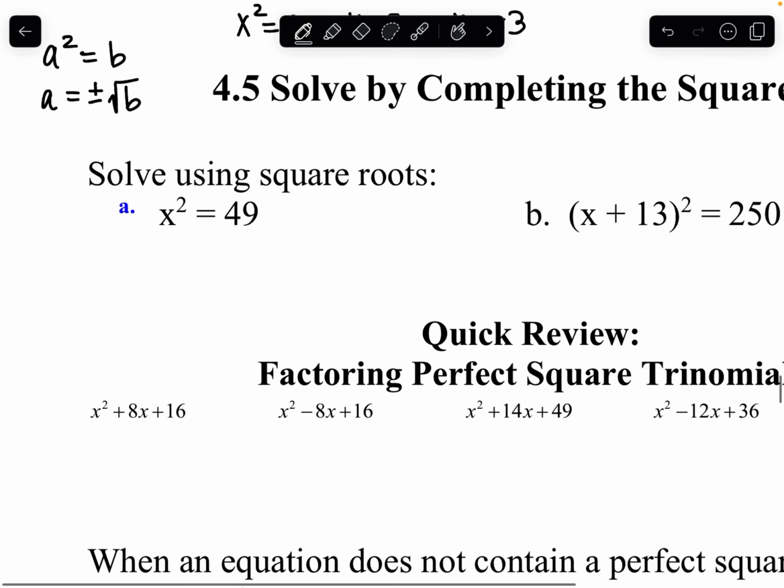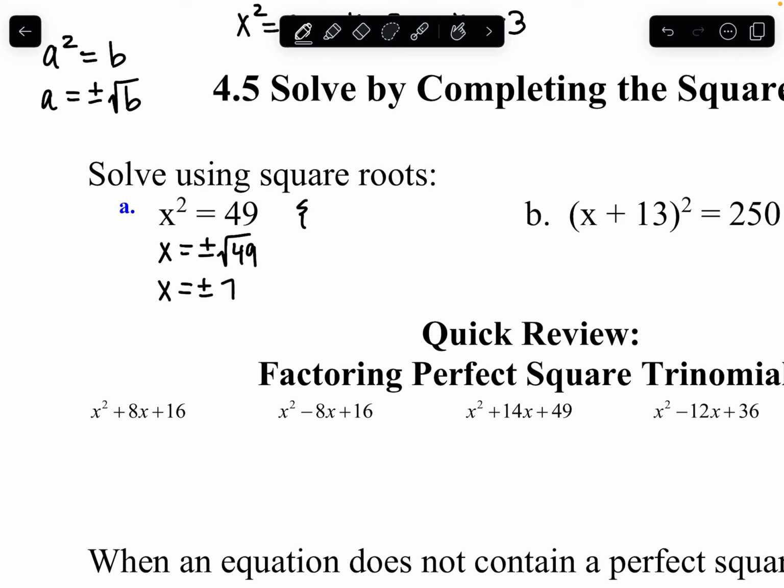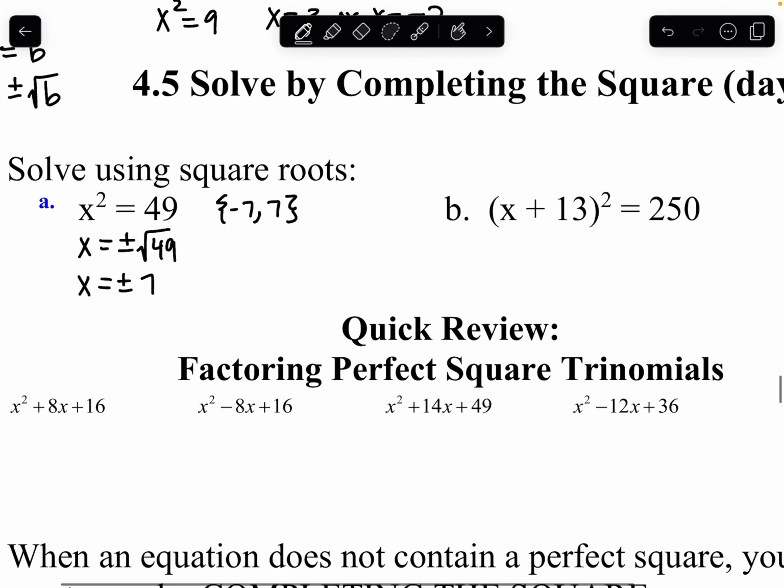And so we could solve this equation, x squared equals 49, using that property. X equals positive or negative square root of 49. Square root of 49 is 7. And so x equals positive and negative 7. You have to remember, there's usually two solutions, so you can't forget the positive and negative case.